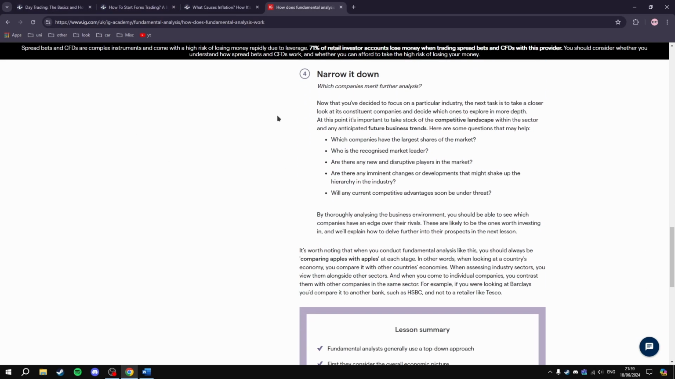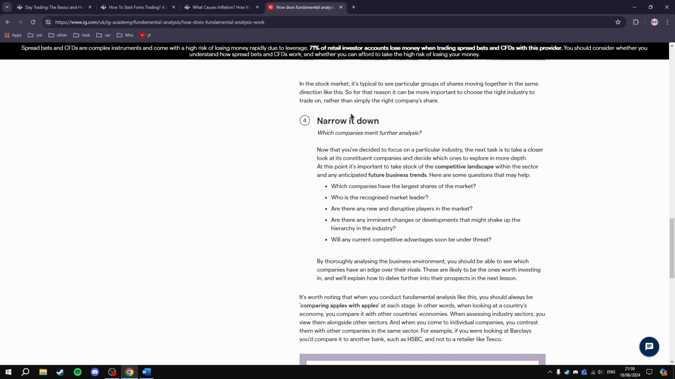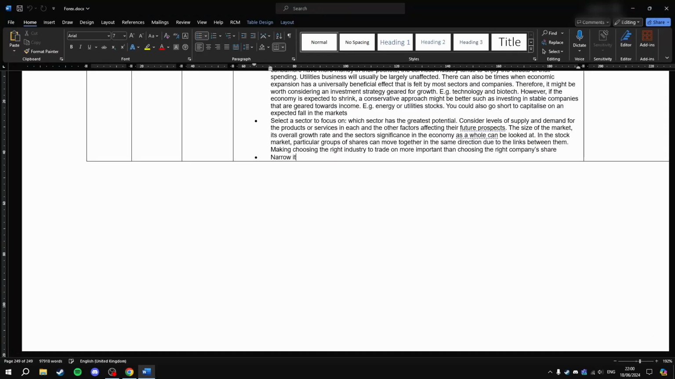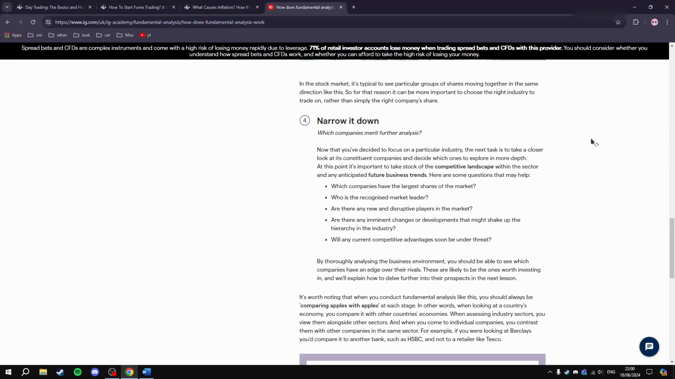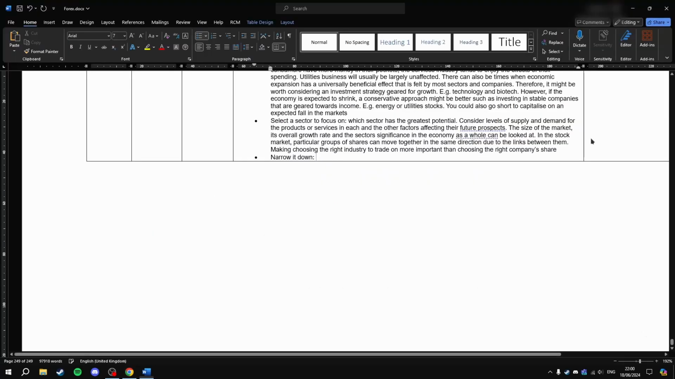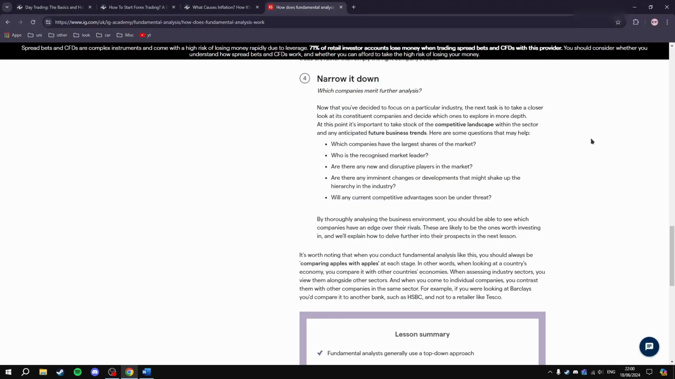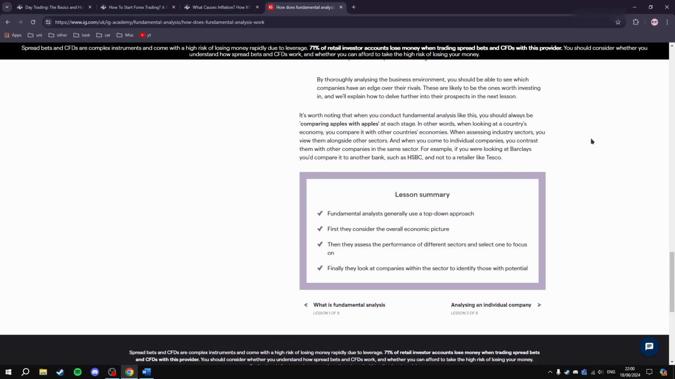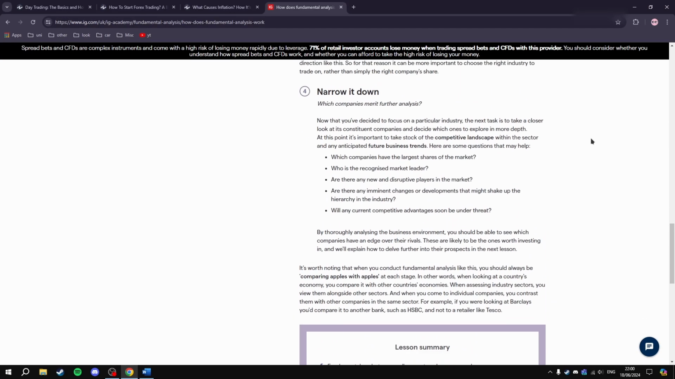So we've got this one last section to go, which is to narrow it down. Which companies merit further analysis? Merit or deserve further analysis. Now that you've decided to focus on a particular industry, the next task is to take a closer look at its constituent companies and decide which ones to explore more in depth.